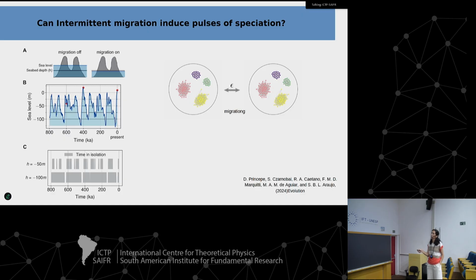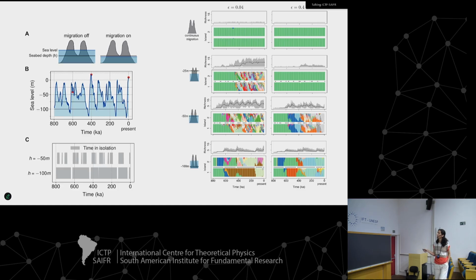And for sure, we need to decide what this threshold is. What is this threshold for migration on and off? We tested different thresholds, which means different sea level, the seabed depth. I just forgot the terminology. Yeah. And it was a comment in a manuscript that we did the same.